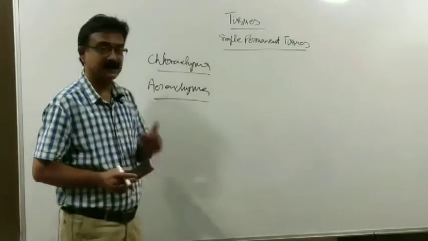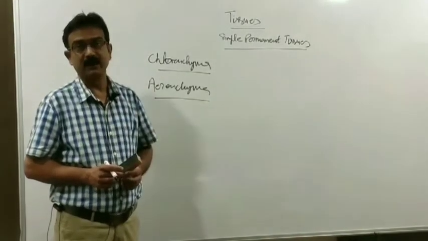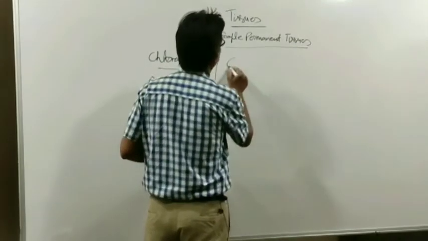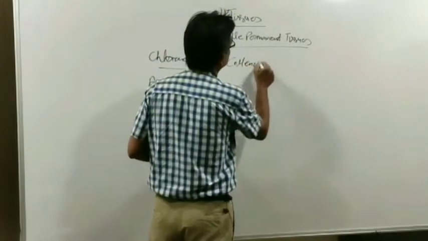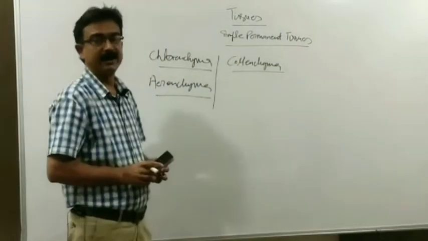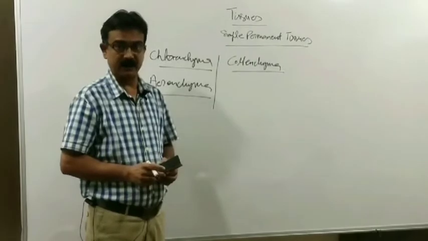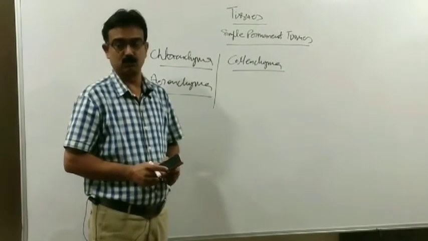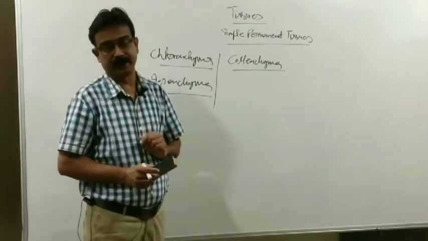Today I am going to start the next important simple permanent tissue. This is what? Sclerenchyma. Sclerenchyma is another type of simple permanent tissue and it provides mechanical strength to the plant with flexibility.